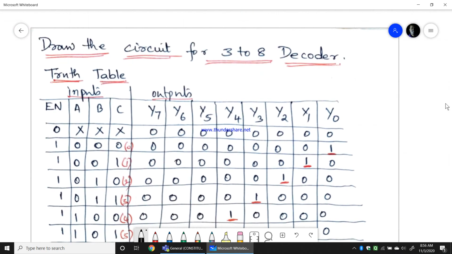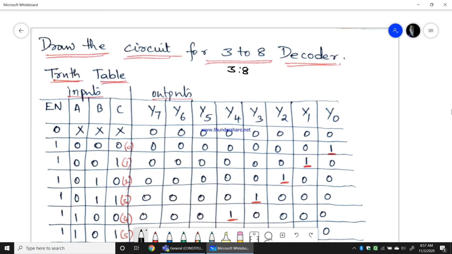Now let us look into the next example. Draw the circuit for 3 to 8 decoder. Now we have seen 2 to 4 decoder, right? Now let us see how to write 3 to 8 decoder. This is normally called a 3 to 8 decoder.